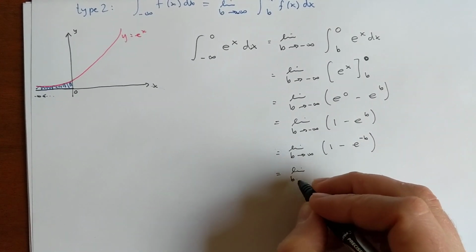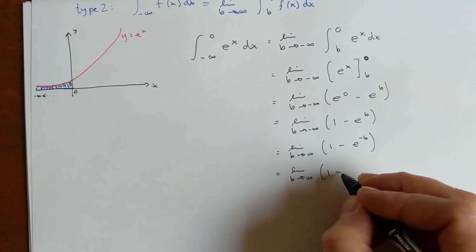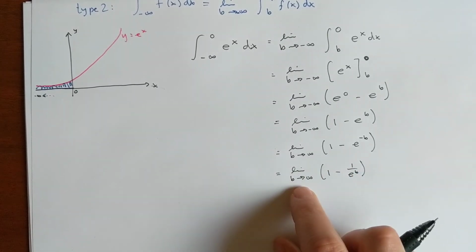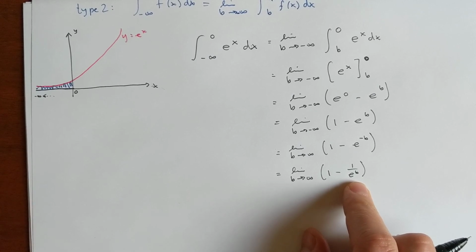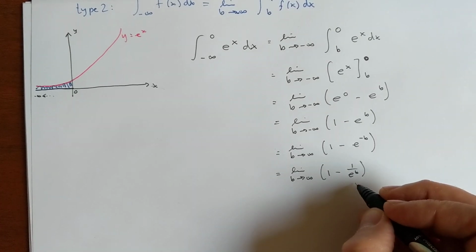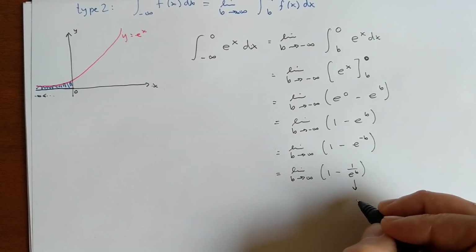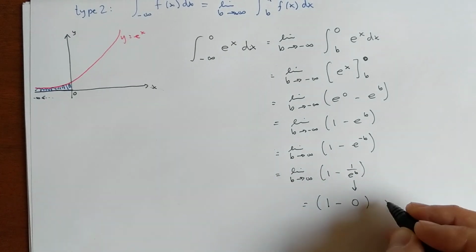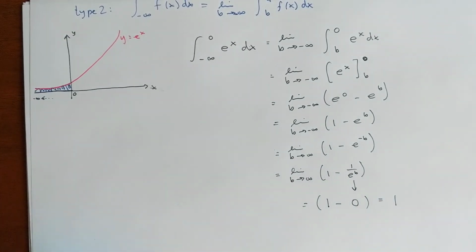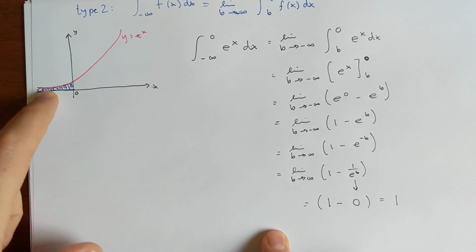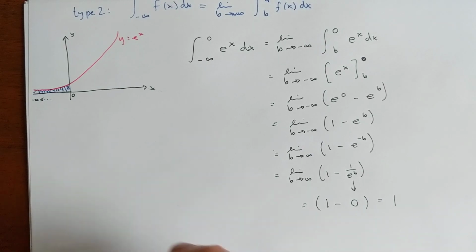Okay, so what does this look like then? Well, then you have the limit as b goes to infinity of 1 minus 1 over e to the b. And when b is going to infinity, e is a positive number greater than 1, so this number is just getting larger and larger, of course, and so this thing is going to 0, right? And 1 is constant in this case, so we just get 1. And so the area under this curve on this side, going all the way out to infinity, is just going to be 1.